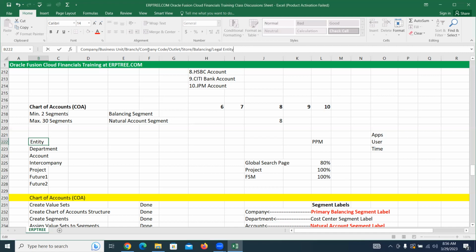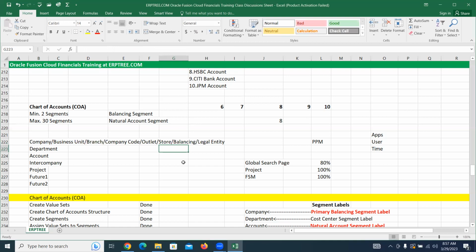Say you have 2 legal entities and you have 3 business units. Can you take legal entity as a balancing segment? No. Why? Because for 2 legal entities, you're having 3 BUs. 3 BUs you cannot accommodate with these 2 legal entities, right? 3 values we require. Yes. 3 values you can have only if you go with the name as business unit. So that is the reason for these possible naming conventions which you see in different projects.